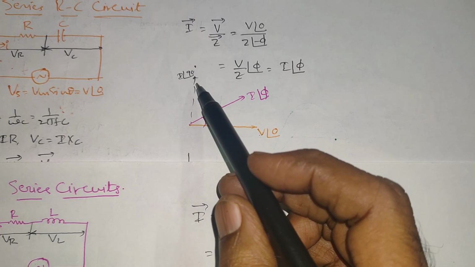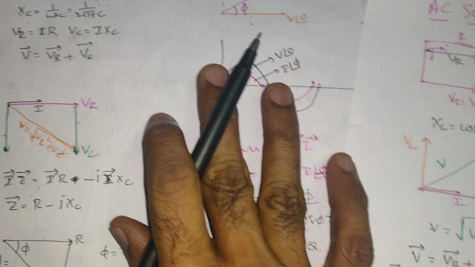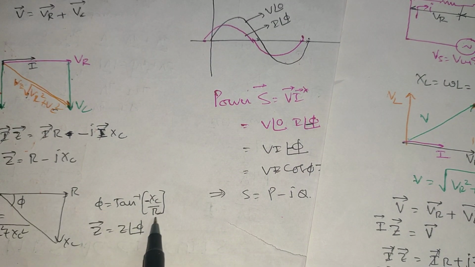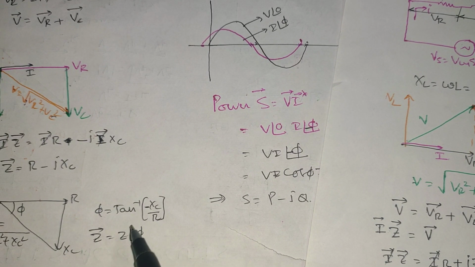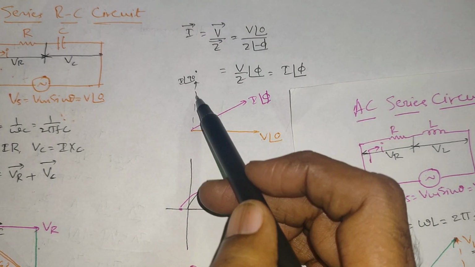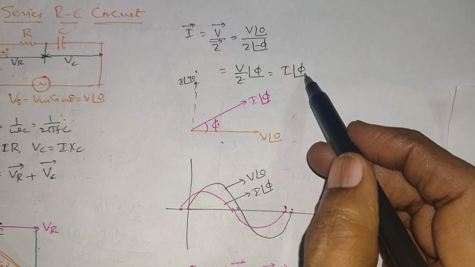And for a pure capacitive circuit, R will be equal to 0, and once R is equal to 0 in the formula, if you substitute here, phi will be tan inverse of something by 0, which is infinity. So we get here plus 90 degrees. The current I is going to be equal to I at an angle of 90 degrees.